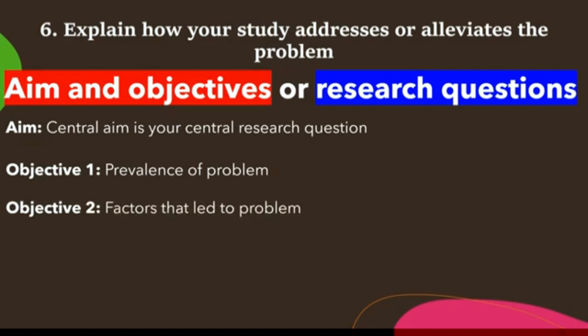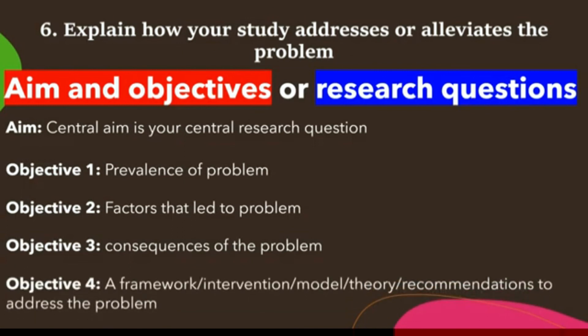Objective 2, maybe there are certain factors that led to the problem. So maybe this would need to be discussed. Objective 3, what are the consequences if this problem is left unaddressed? And number 4, perhaps at the end of this, to address the problem, you want to put forward something. You want an end product, a framework, or maybe an intervention, or a model, or theory, or recommendations to address the problem.